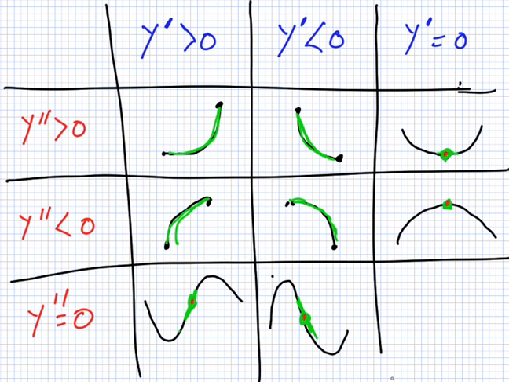The last one: the first derivative is 0 and the second derivative is 0. So we think it's flat and changing? No, not change. 0, who knows? What do we know? Blank.